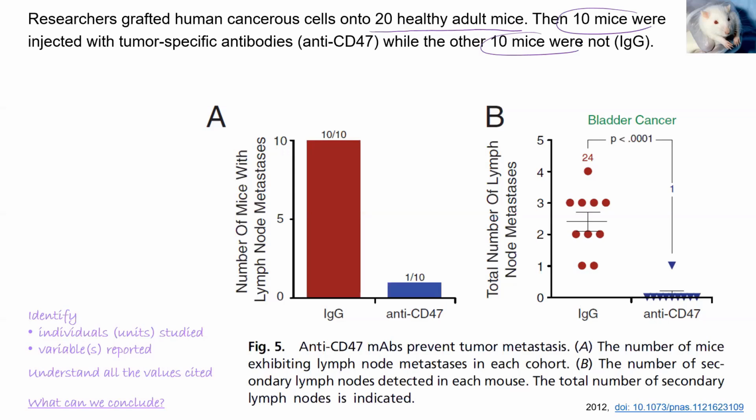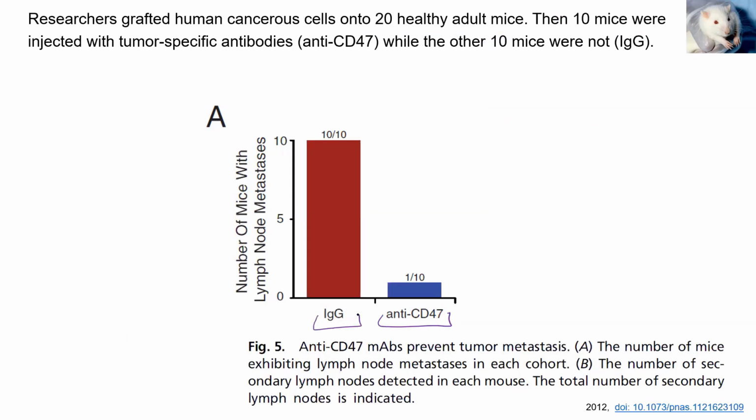What else is shown here? We recognize those two groups, the two conditions imposed on those mice. And then we see in the vertical axis something about number of mice with lymph node metastases. So a variable is something that varies from individual to individual. Obviously, if you think about just one individual, so in this case, one mouse, we are not going to record something about the number of mice that have metastases.